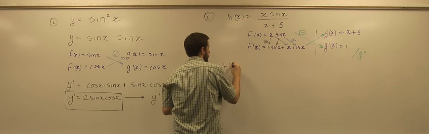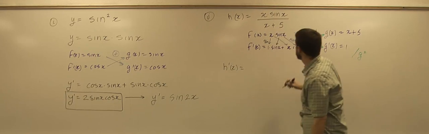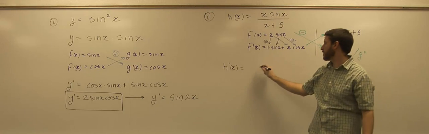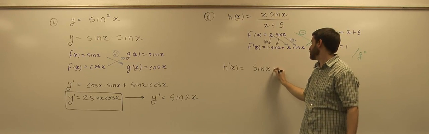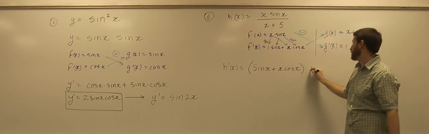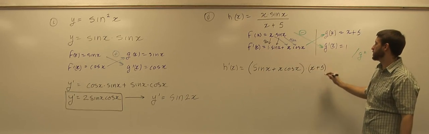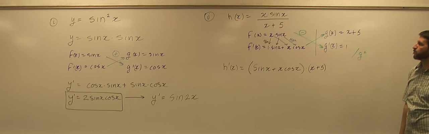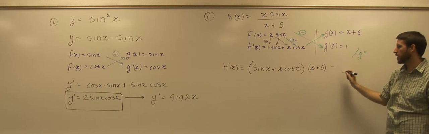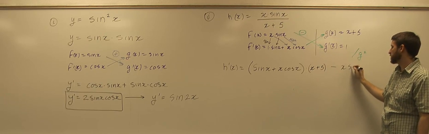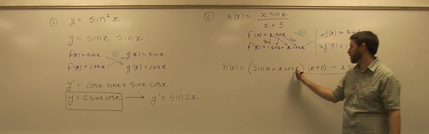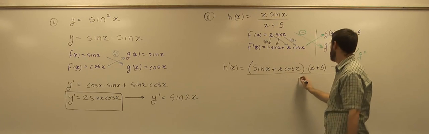The derivative of h will have this monstrosity multiplied by x plus 5. So you'll have sine x plus x cos x times x plus 5, minus this guy times this guy. Since g prime is 1, it'll just be x sine x, over g squared.